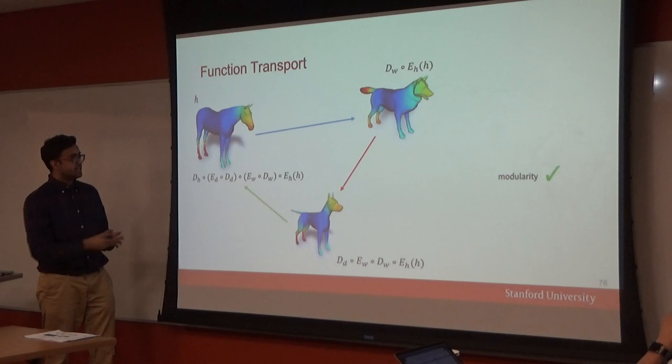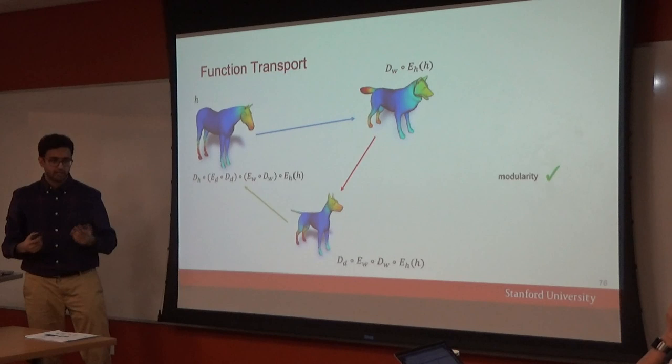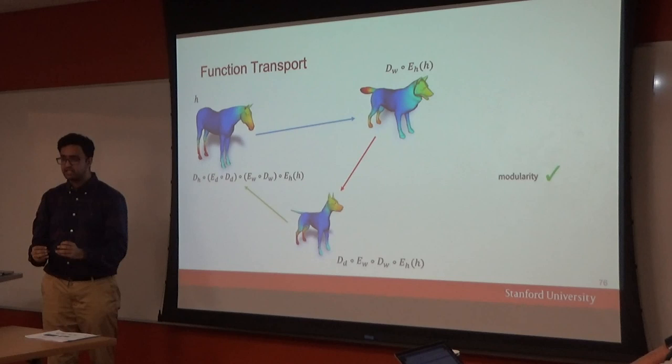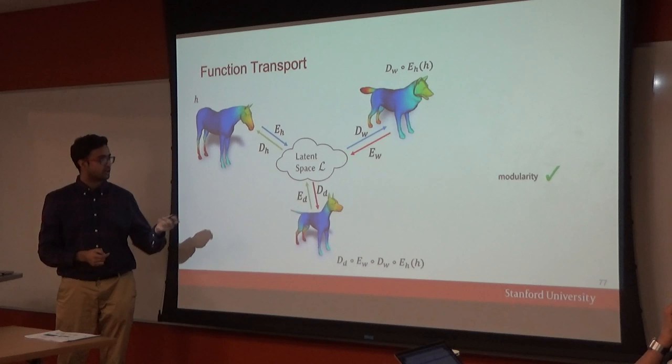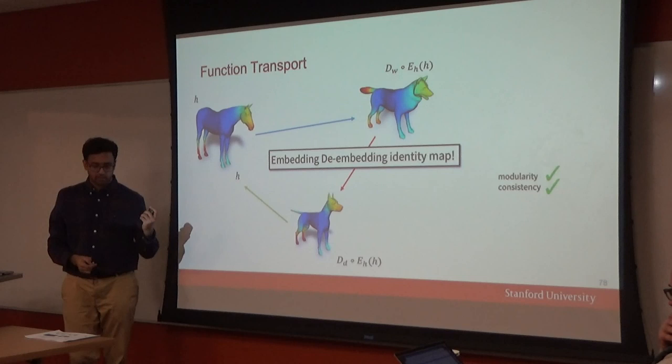This is because, say I have a descriptor on the first shape and I want to transport it to the second shape. So from the horse to the wolf, what would I do? I would first embed the horse descriptor into the latent shape space and then de-embed it into the wolf shape space. Now when I do it across a loop of shapes, I have a series of embedding de-embedding operations. And as long as these embedding de-embedding operations compose to identity, this technique is also consistent. Therefore, you have a modular and consistent map this way.